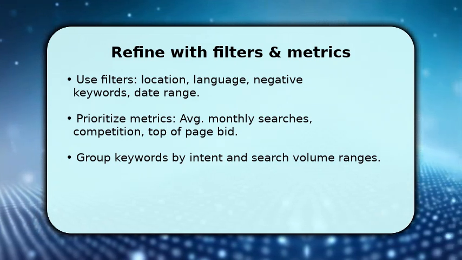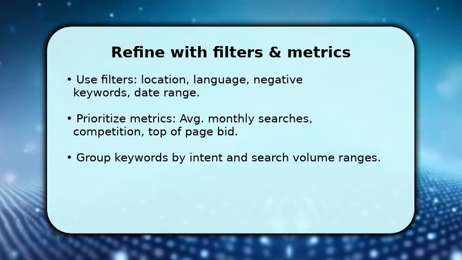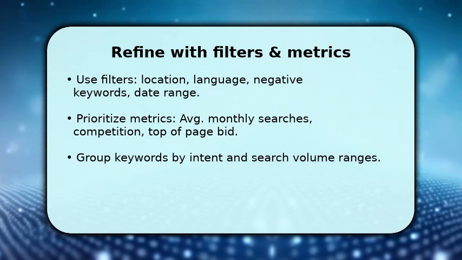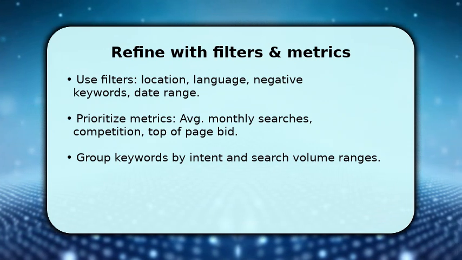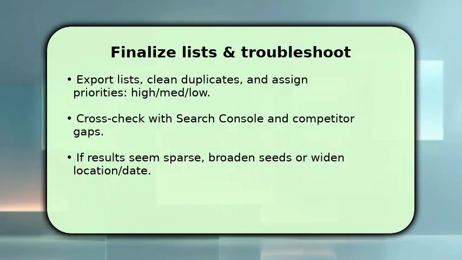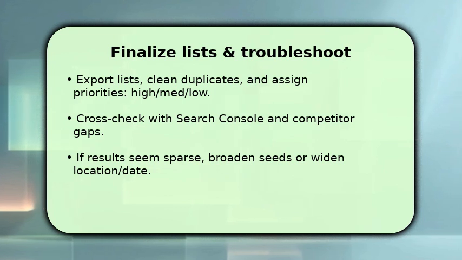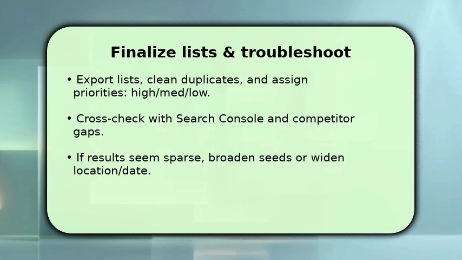Group keywords into themed lists by intent and label each list for content, product, or campaign use. This keeps execution organized and actionable. You're almost done. Export your curated keyword lists and deduplicate them. Once exported, assign priority flags and map keywords to pages or campaign types.